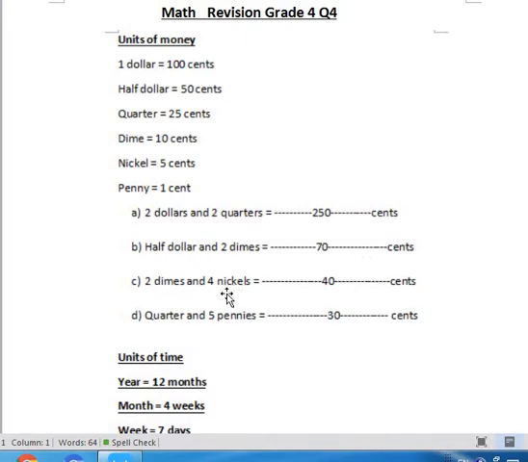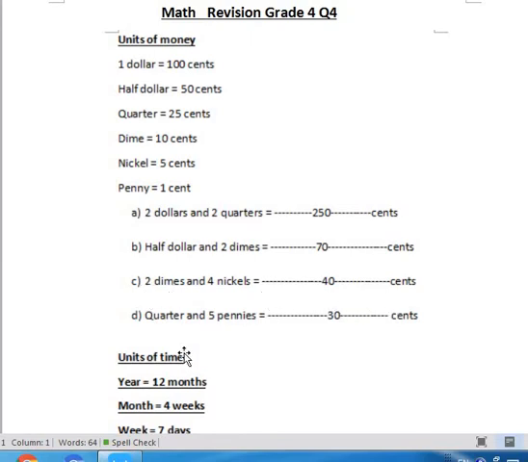2 dimes and 4 nickels. I have here 1 dime is 10, so 2 times 10 equals 20, plus 4 nickels. 5 cents for 1 nickel, 5 times 4 will give you 20. So 20 plus 20 equals 40 cents.